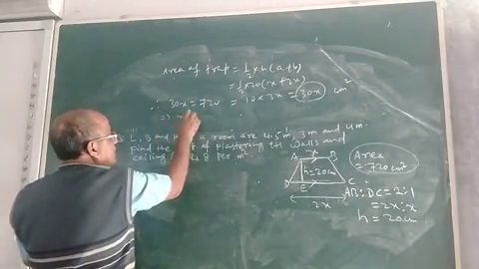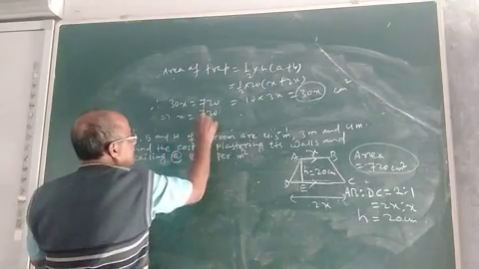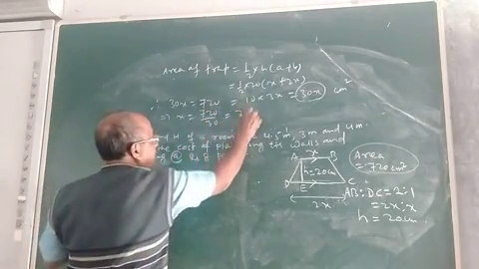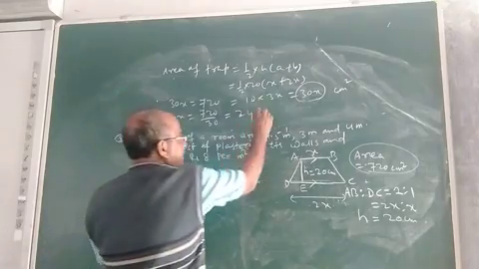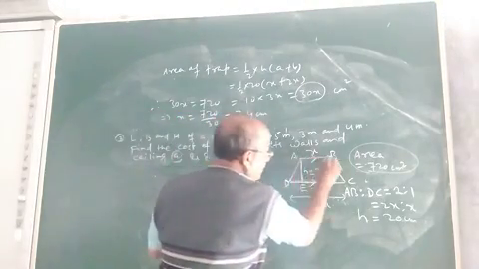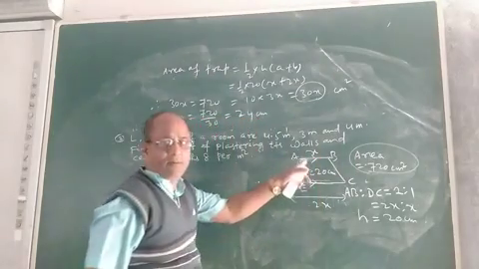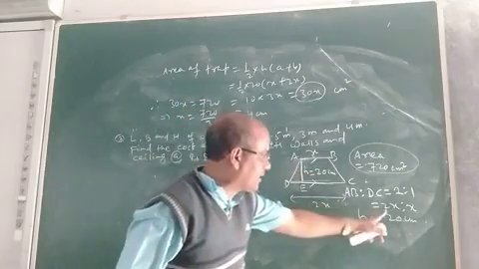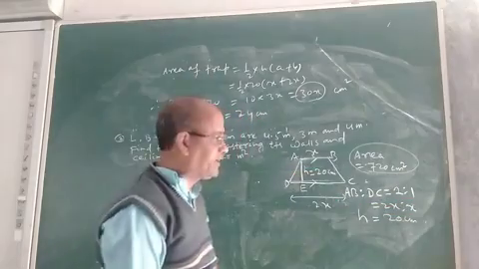So then x will be how much? x will be 720 by 30. It will be 24. x is 24 centimeter. See, x equals 24 means the length of AB is 24. One parallel side is 24. So what will be the other? 2 into 24, that is 48.